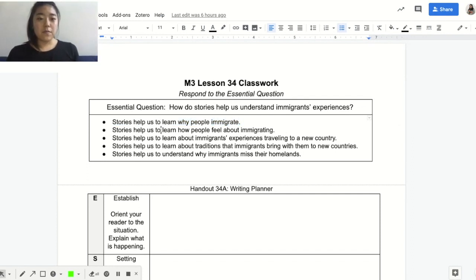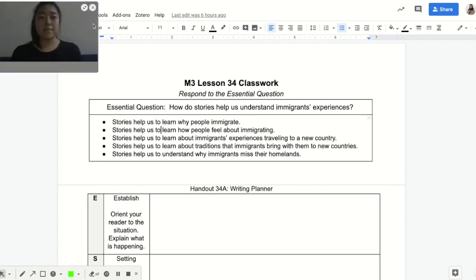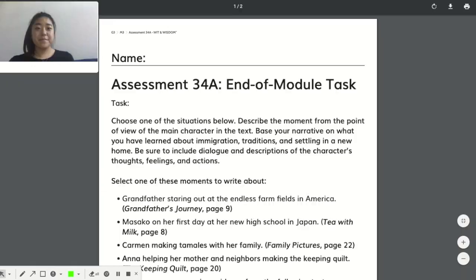The first one says, stories help us to learn why people immigrate. Stories help us to learn how people feel about immigrating. Stories help us to learn about immigrants' experiences traveling to a new country. Stories help us to learn about traditions that immigrants bring with them to new countries. And finally, stories help us to understand why immigrants miss their homelands. So thinking about how stories help us understand immigrants' experiences, which of these 5 statements do you think best answers that question? All right, that is the first part.